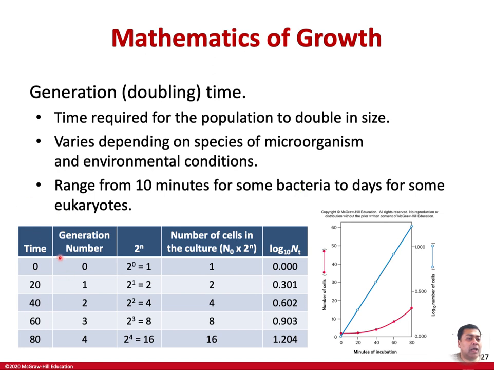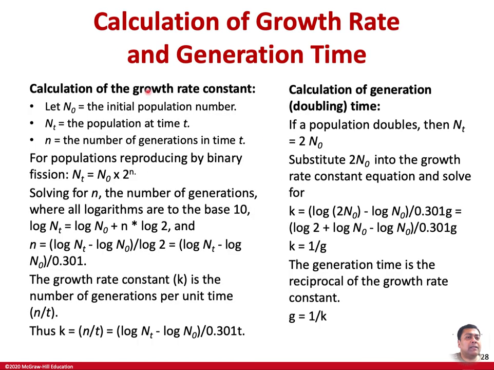So here we are looking at the time 0, 20, 40, 60. And if the generation time is 20 minutes, you can see this is the number of cells that you're going to get, and the growth is exponential. That's what we mean by exponential: 1, 2, 4, 8, 2 to the power n. That's the growth. So here we are looking at the calculation of the growth rate constant.